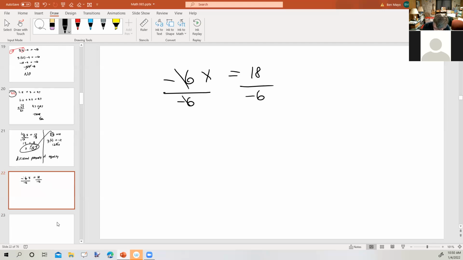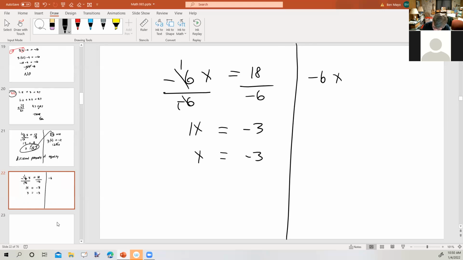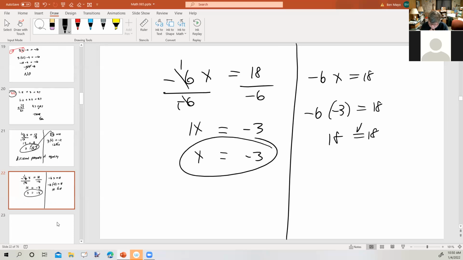Negative 6 divided by negative 6 reduces down to 1 over 1. 1 over 1 is 1. 1 times x is just x. 18 divided by negative 6 would be negative 3. Checking our work. If we put negative 3 in the place of x, negative times negative is positive, so x equals negative 3.